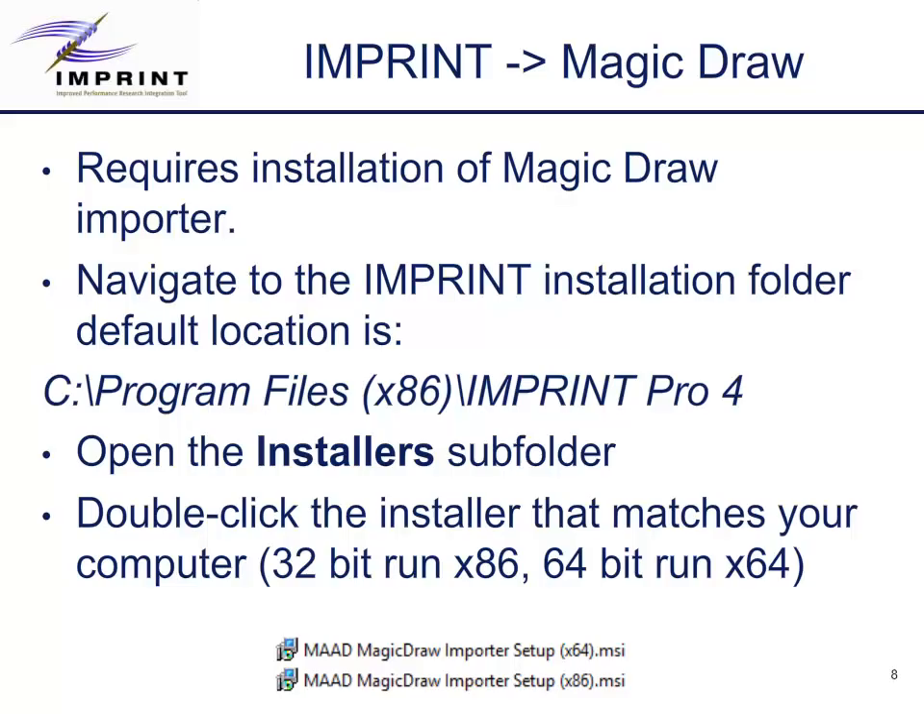To go the other direction and import IMPRINT models into MagicDraw, you first need to install the MagicDraw importer that comes with IMPRINT. It can be found in the IMPRINT installation directory in a subfolder named Installers. There are two versions of the installer, one for 32-bit computers and one for 64-bit ones. I'll show you how it works.